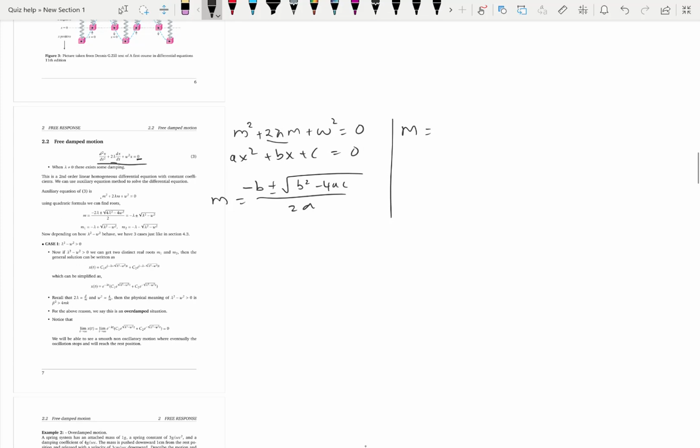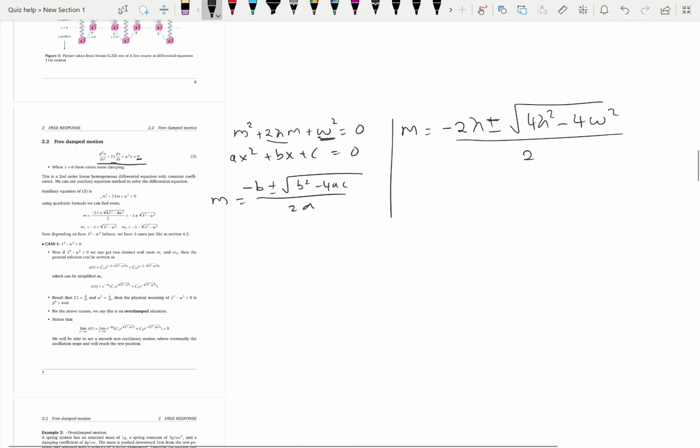B is 2 lambda. So here it's actually negative 2 lambda plus or minus the square root of, b square is 2 lambda square, that means 4 lambda square, minus 4 times a, which is 1, times c, which is w square. Okay. Over 2 times a, which is 1, so it's 2. So negative 2 lambda plus or minus, we can take out a 4 from here. Now when you take out a 4, it goes through the square root, so when it comes out, it becomes 2. 2 times the square root of lambda square minus w square, over 2.